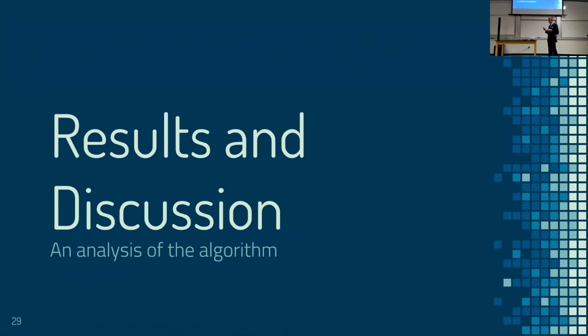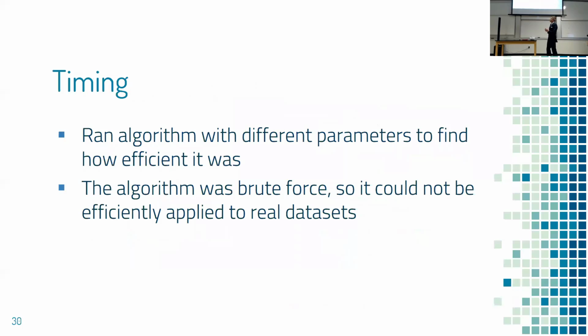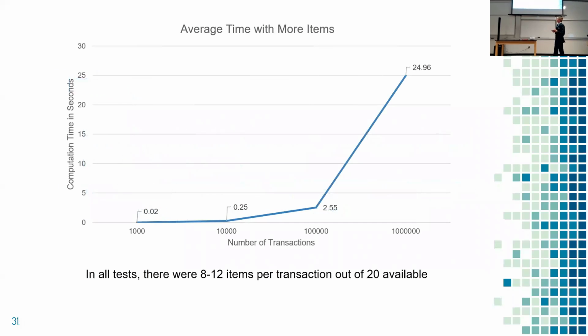So, results and discussion. Because the algorithm that I created was a brute force algorithm, I could not run it on a large data set because it would be very inefficient and would take a lot longer than 6 weeks to figure out any sort of reasonable combination. So instead, I just plugged in different numbers for how many transactions and how many items per transaction, and timed it to see what it looks like.